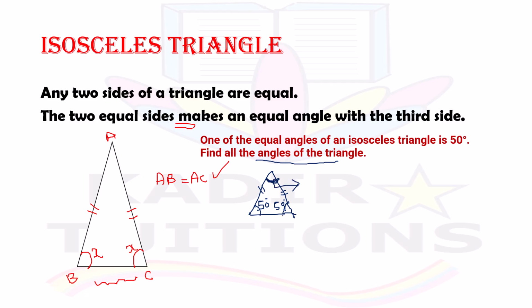So by angle sum property, what is the angle sum property? If I add all these three angles, it needs to be 180 degrees. Already here 50, here 50, it's going to be 100. So this angle is going to be 80 degrees. So we found all the angles of the triangle, right?